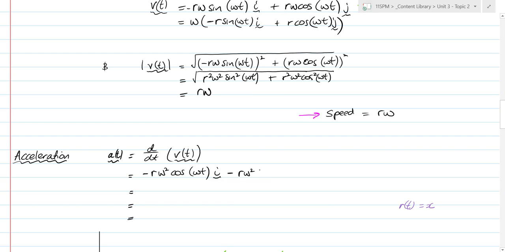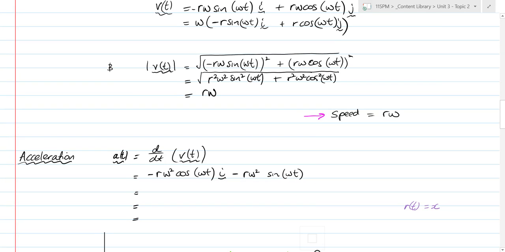sine omega t. I don't know why I put that first bracket there. Let me just swap that out. j. Whoop. So there's my derivative.